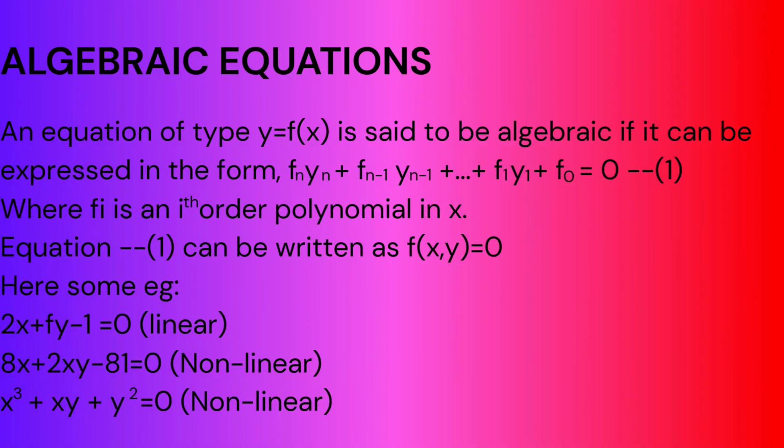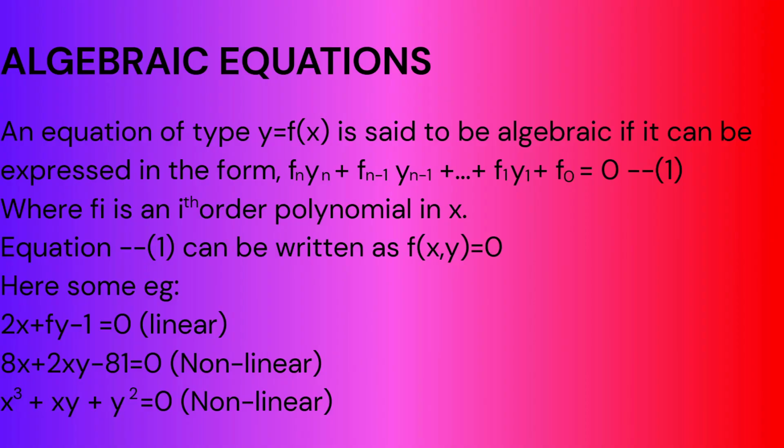An equation of type y = f(x) is said to be algebraic if it can be expressed in the form f_n y^n + f_(n-1) y^(n-1) + ... + f_1 y + f_0 = 0. So that's the first equation, where f_i(x) is an ith order polynomial in x. So the first equation can be written as f(x, y) = 0.